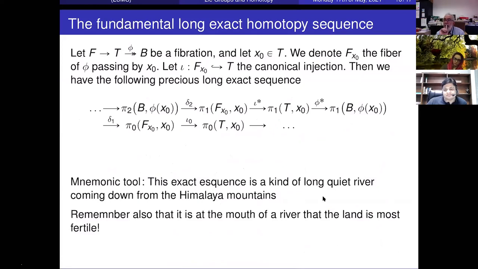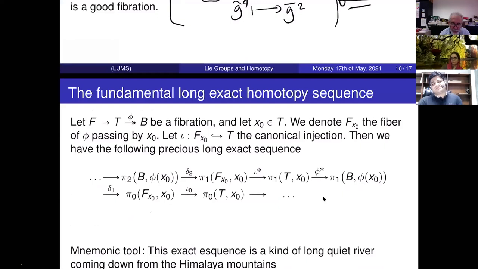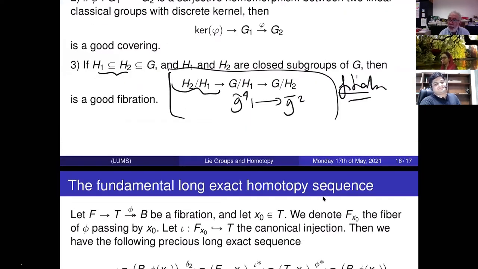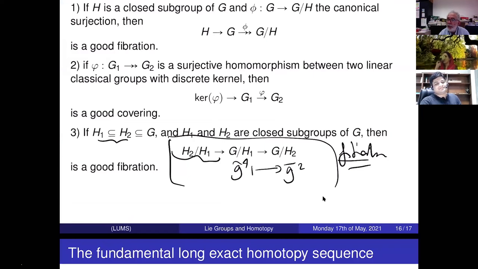A question. What are the discrete kernels? How do you define it? In the last slide, you mentioned discrete kernels. I have the kernel of a surjective morphism between two groups, G1 and G2, which are supposed to be closed groups inside GL_N(K). And these are discrete. What do you mean by discrete?